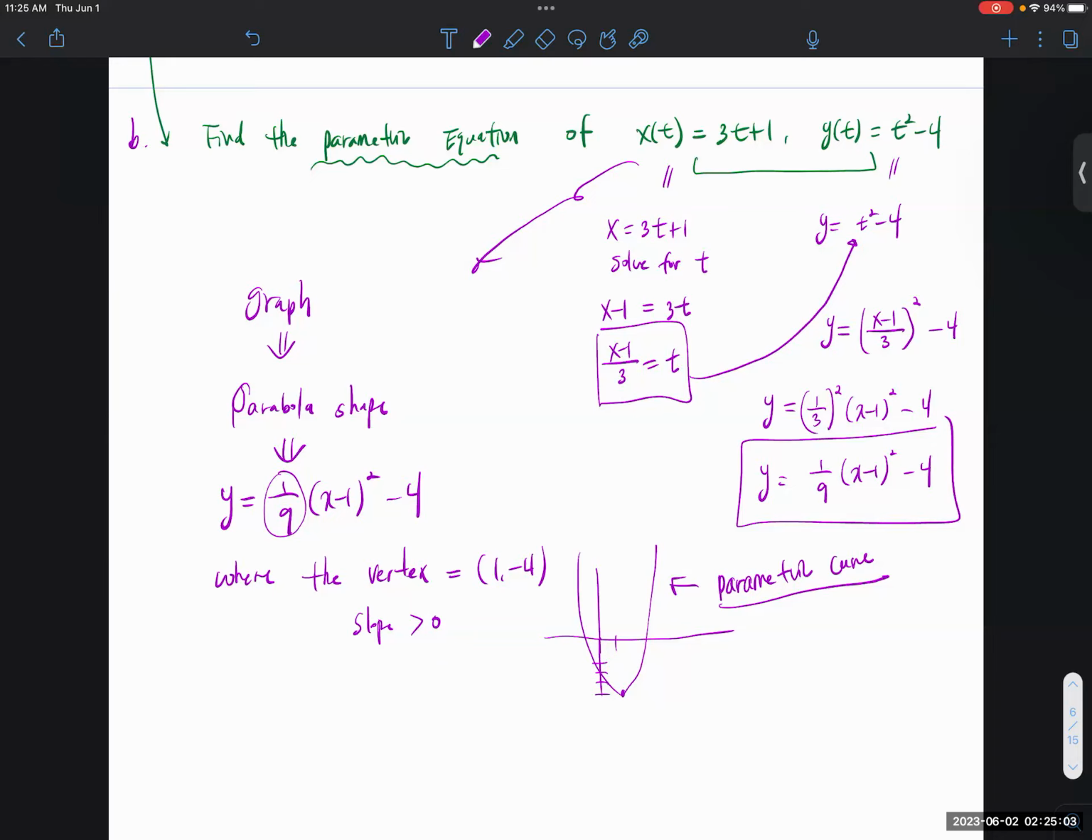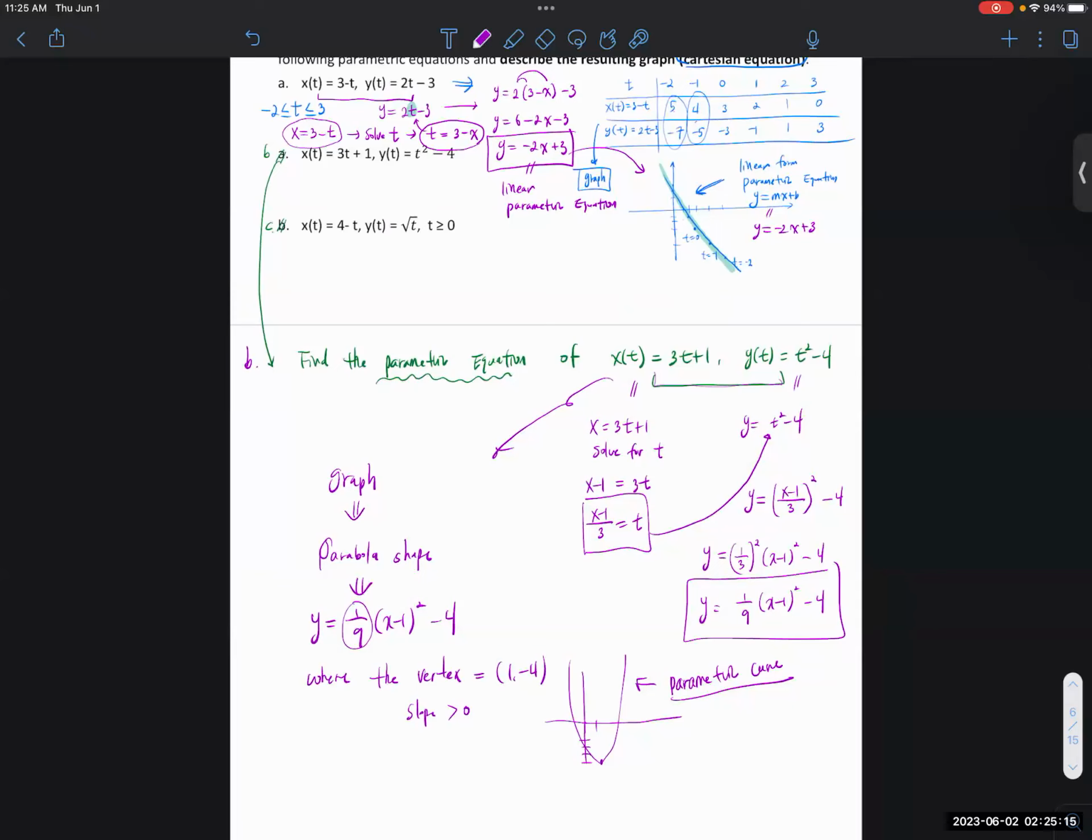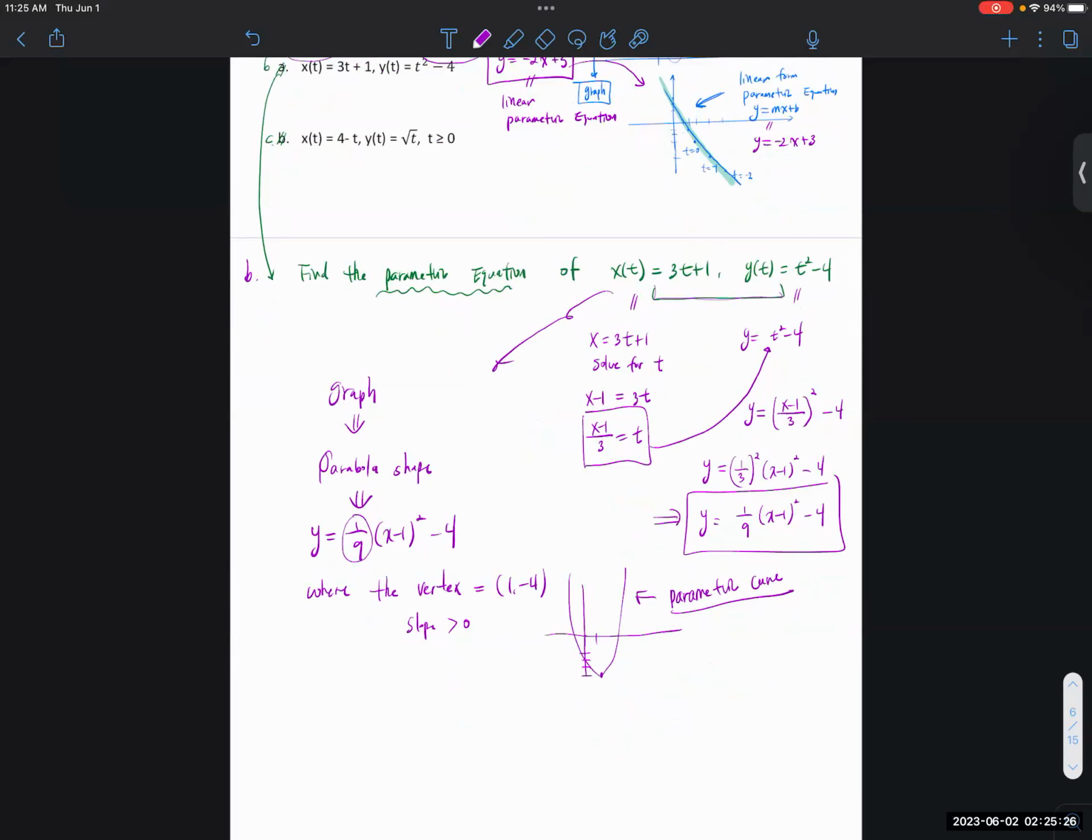We understood the concept of finding the parametric equation. Traditionally, you're going to create a table and then you can see visually how the graph looks, but that doesn't tell you what the parametric equation is. So to find the parametric equation more specifically, I'm using the substitution method. I found that when you graph it, it's going to be a parabola shape, y equal to 1/9 (x minus 1) squared minus 4, where the slope is positive, so it opens upward, and the vertex is (1, negative 4).